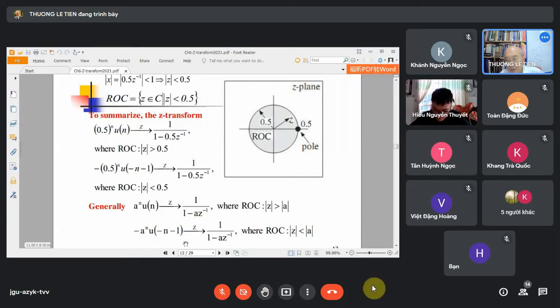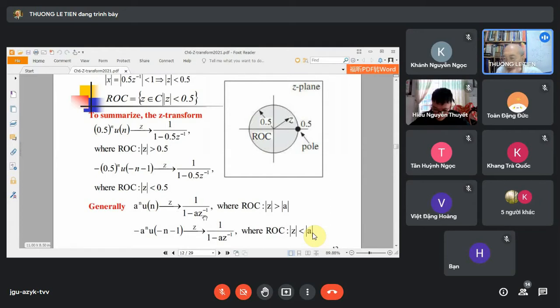So I strongly recommend you remember the two basic functions, because later on we can use them very often, and it is convenient for working out the Z transform and inverse Z transform. It is very easy to remember. A power of n, u[n], and then we can derive that the Z transform equals 1 over 1 minus A Z power of minus 1. And later on, A is the pole of the function.